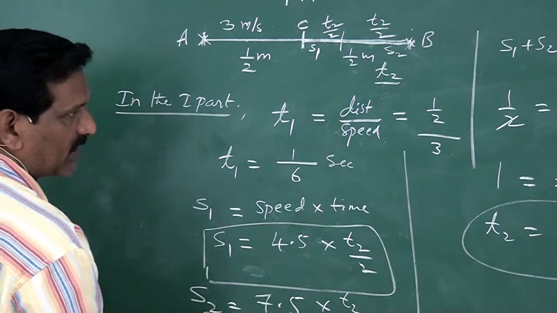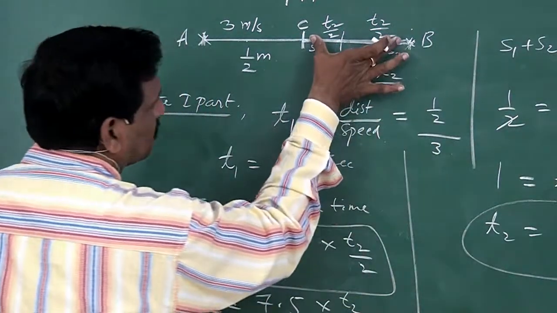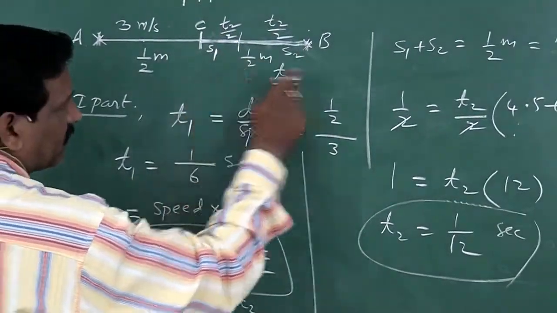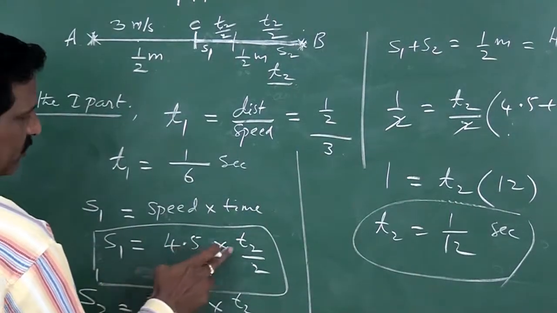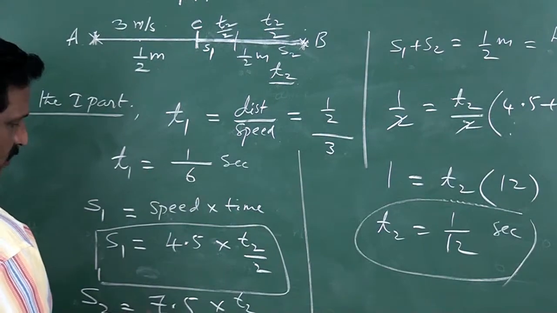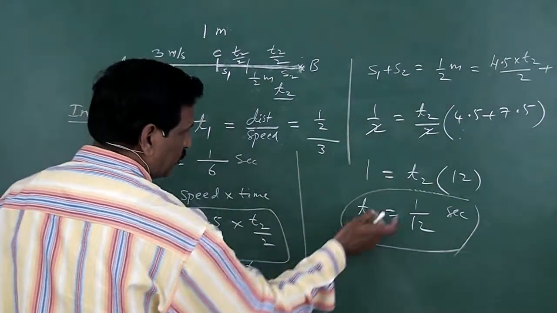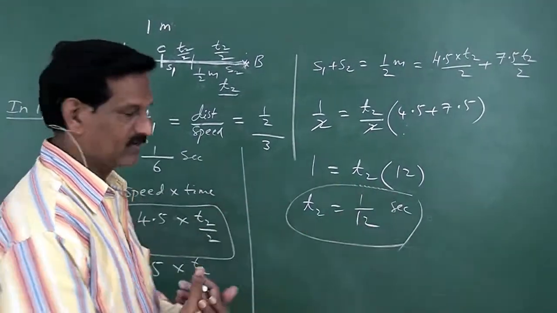Similarly S2 we have calculated. Then S1 plus S2 means this distance, which is nothing but half meter already. Half meter is equal to S1, calculated as 4.5 into T2 by 2, plus S2, calculated as 7.5 into T2 by 2. When they are added, you get T2 as 1 by 12 second.